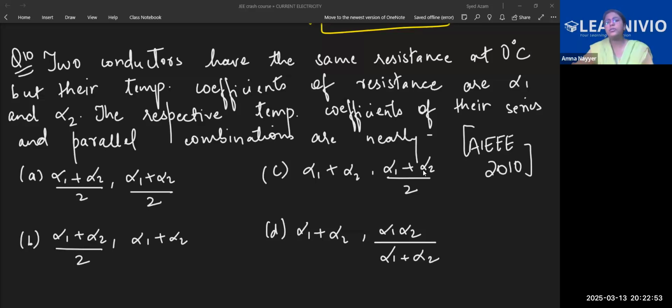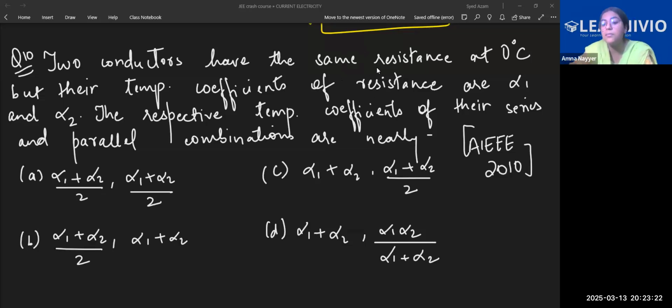So see, if you go by the entire method, if you start with the resistance and take the series resistance, the equivalent resistance R1 plus R2, and for parallel you take 1 by R1 plus 1 by R2, and then you put the values of R1 as 1 plus alpha 1 delta T, like this, it will be very lengthy for you. You won't have this much time. So there's an advantage in this question.